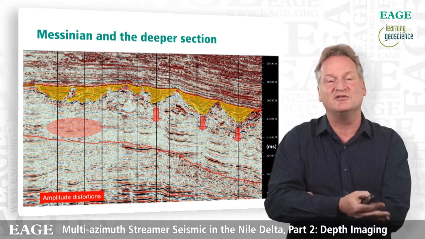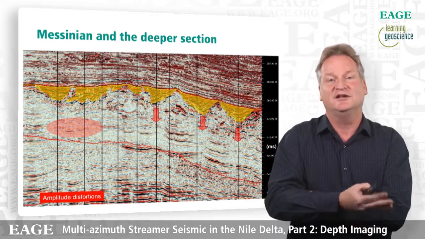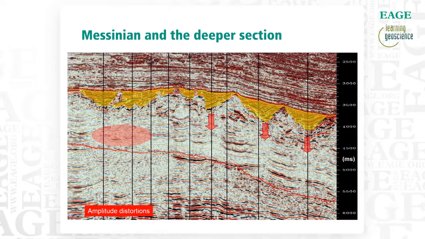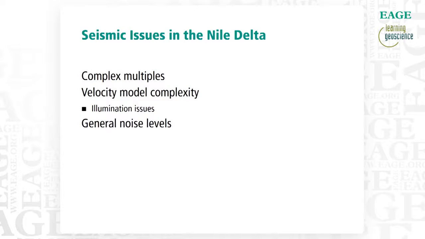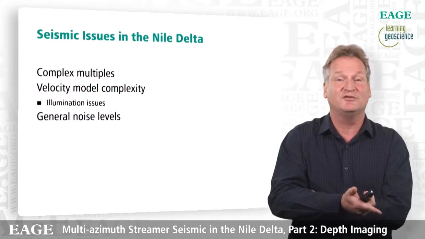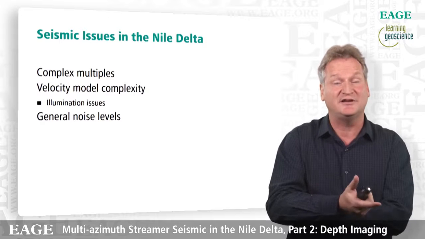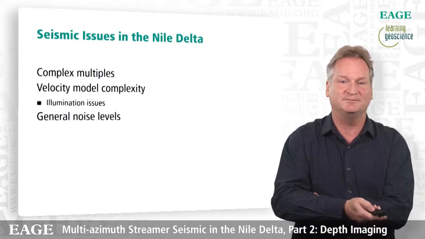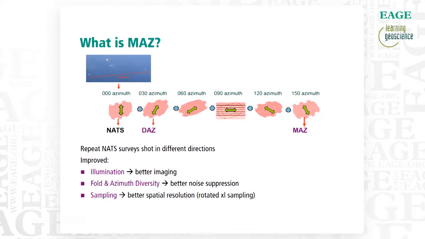These are things that really require depth imaging to solve. For depth imaging to solve that, you need to get a very detailed model of the Messinian, and also of course of the overburden above that, to be able to basically get a perfect image in the pre-Messinian, which is where the Raven field actually sits. So the seismic issues in the Nile Delta, just to summarize, so we've seen very complex multiples, velocity model complexity, which is specifically the thing that we're going to be looking at in this presentation, and just general noise levels as well.